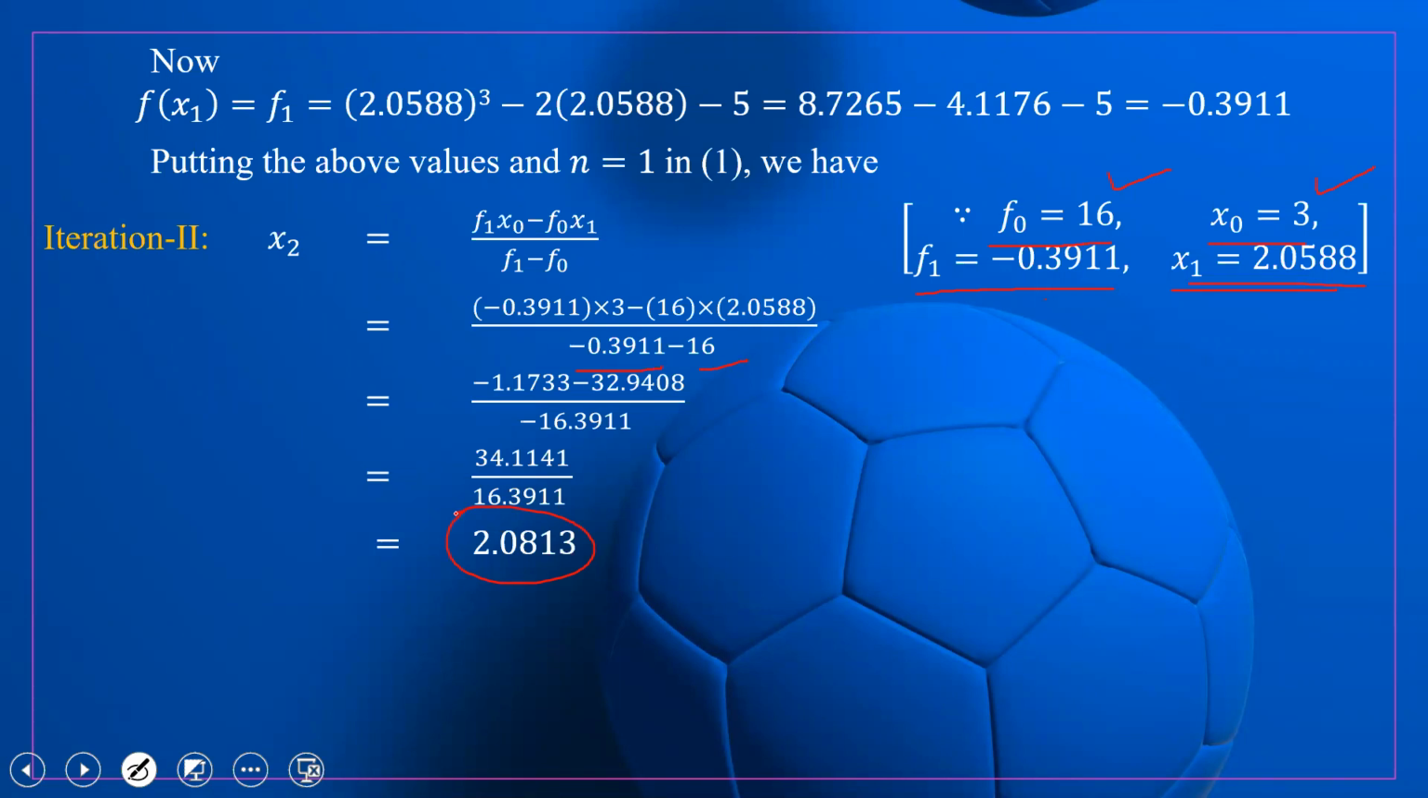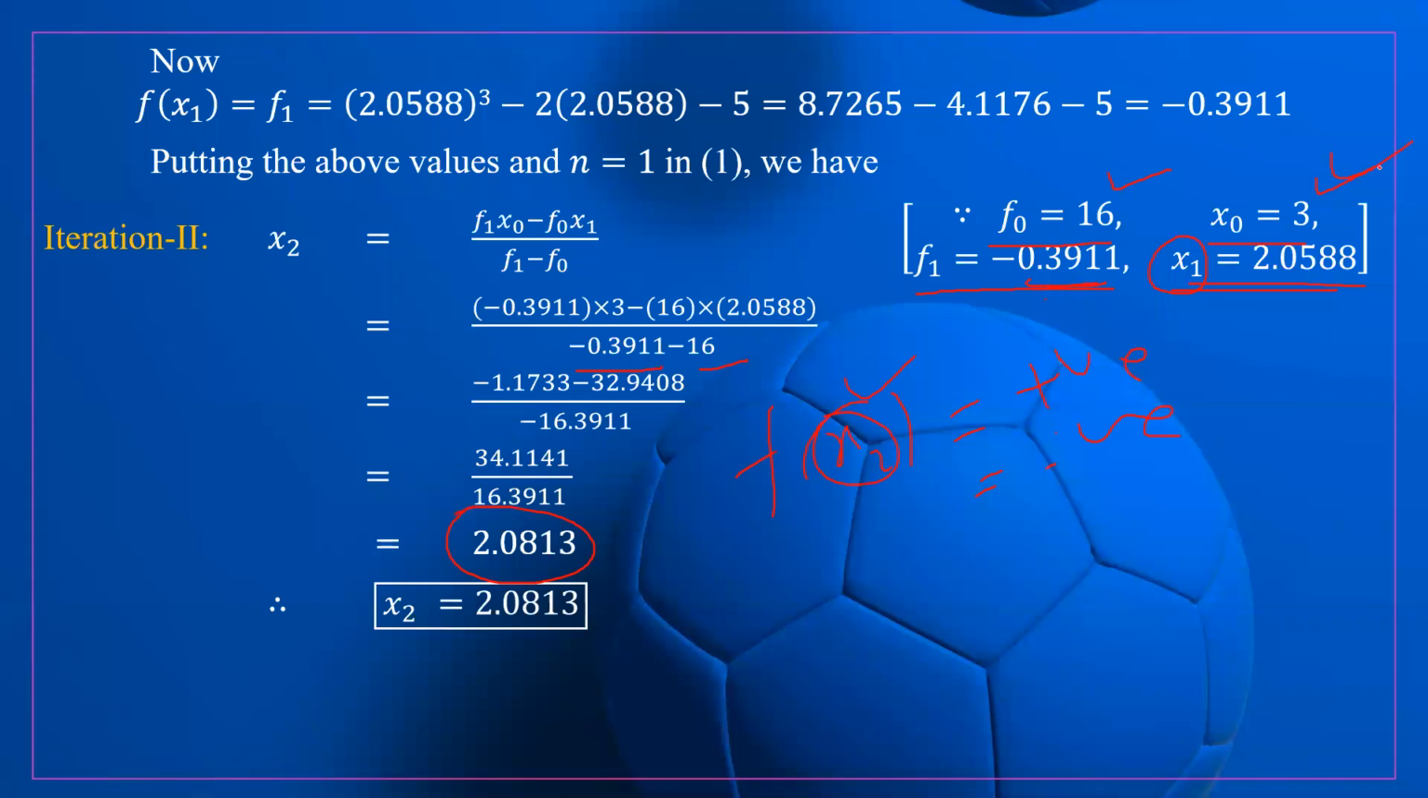Again, we put, what is the value of f of x2? If f of x2 is positive, for example, then the root will lie between x1 and x2. Its value is negative for x1. Suppose it is negative, then the root will lie between x2 and x0. Correct. So let us do what we have. So x2 is equal to 2.0813.